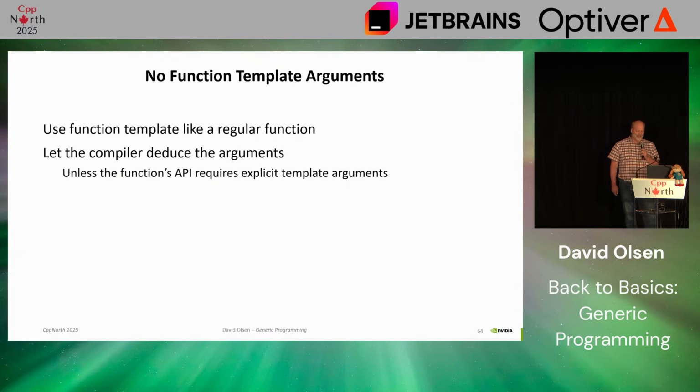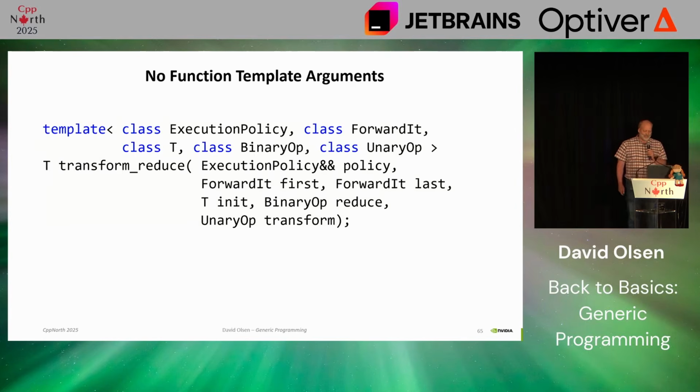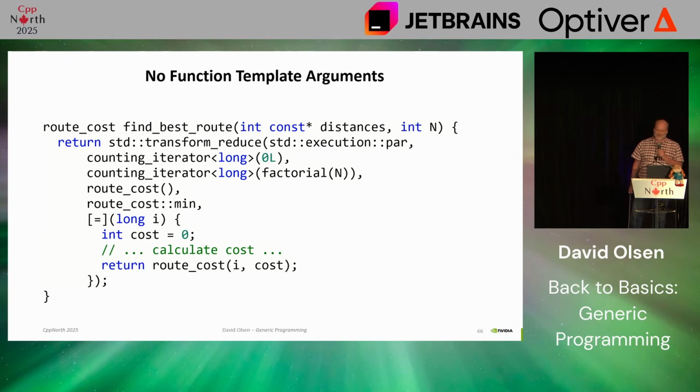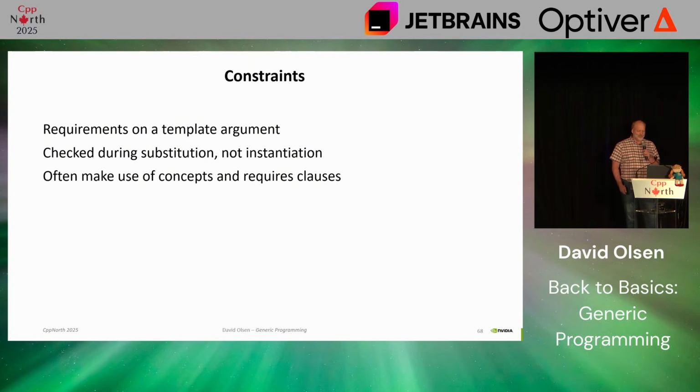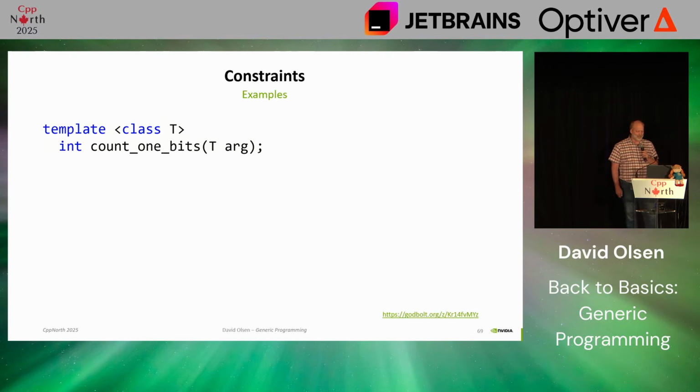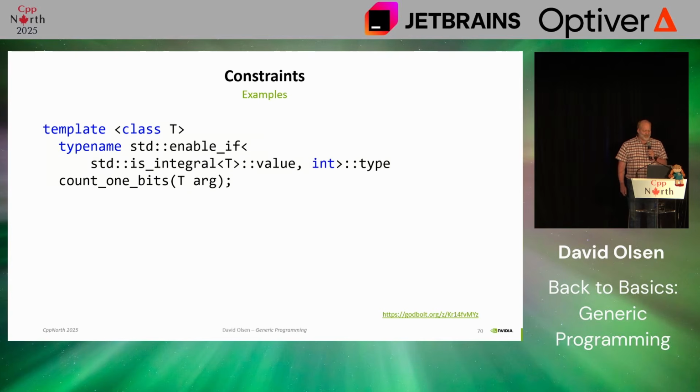Using function templates. Don't specify template arguments. Let the compiler deduce them. For example, std::transform_reduce has 5 template parameters, but none of them are specified when calling it. They are all deduced. Constraints. Use constraints to specify the requirements on template arguments. This function only makes sense for integral types. How can we specify that?